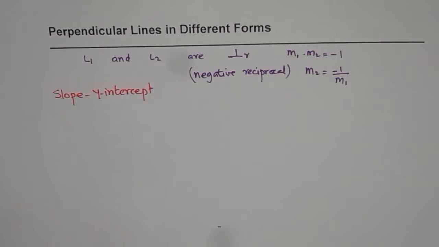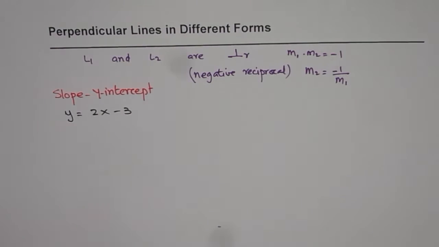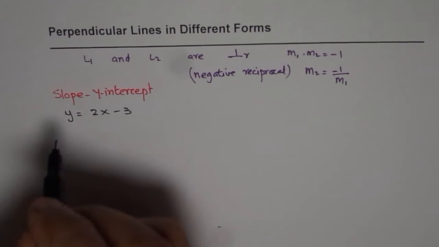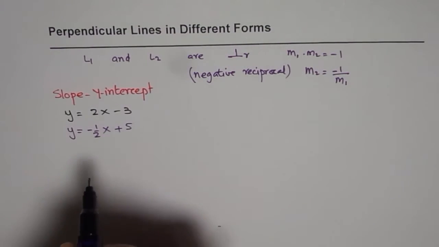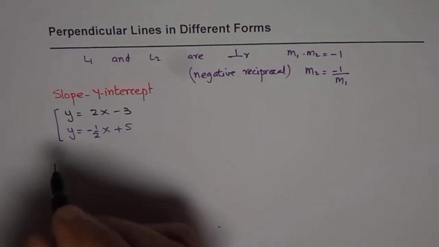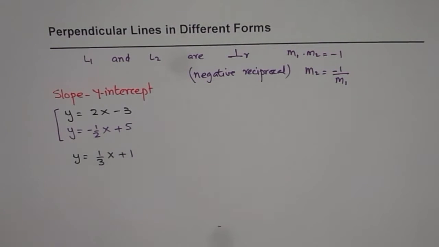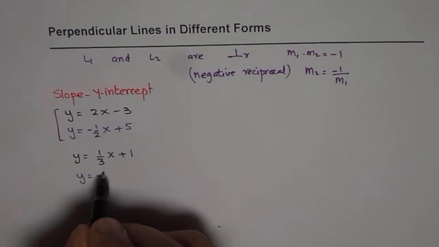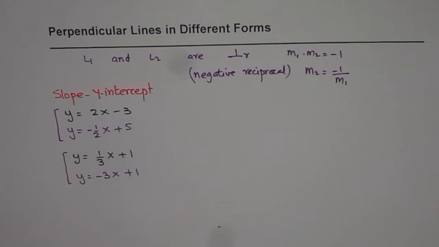Let us say that we have the equation of a line as y equals 2x minus 3. In that case, a perpendicular line should have a slope which is the negative reciprocal of 2. So a line y equals minus 1 over 2 x plus anything will be perpendicular. So this set of lines is perpendicular. Let's take more examples. If I have y equals 1 over 3 x plus 1, the perpendicular line equation should be y equals negative 3x. It could be plus 1 also, right? So that will be a perpendicular line.